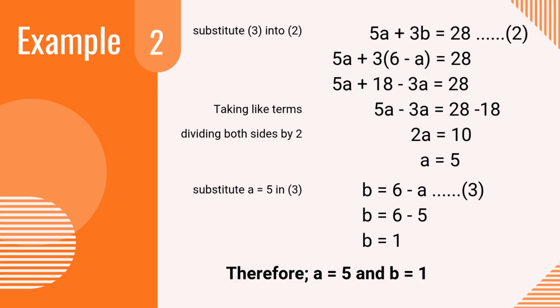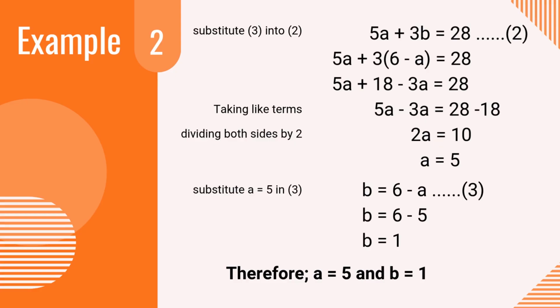Then we say, a equals 10 divided by 2. And 10 divided by 2 is equal to 5. So we get our answer for a, which is 5. The next step is to substitute the value for a into equation 3. We know equation 3 to be b equals 6 minus a.